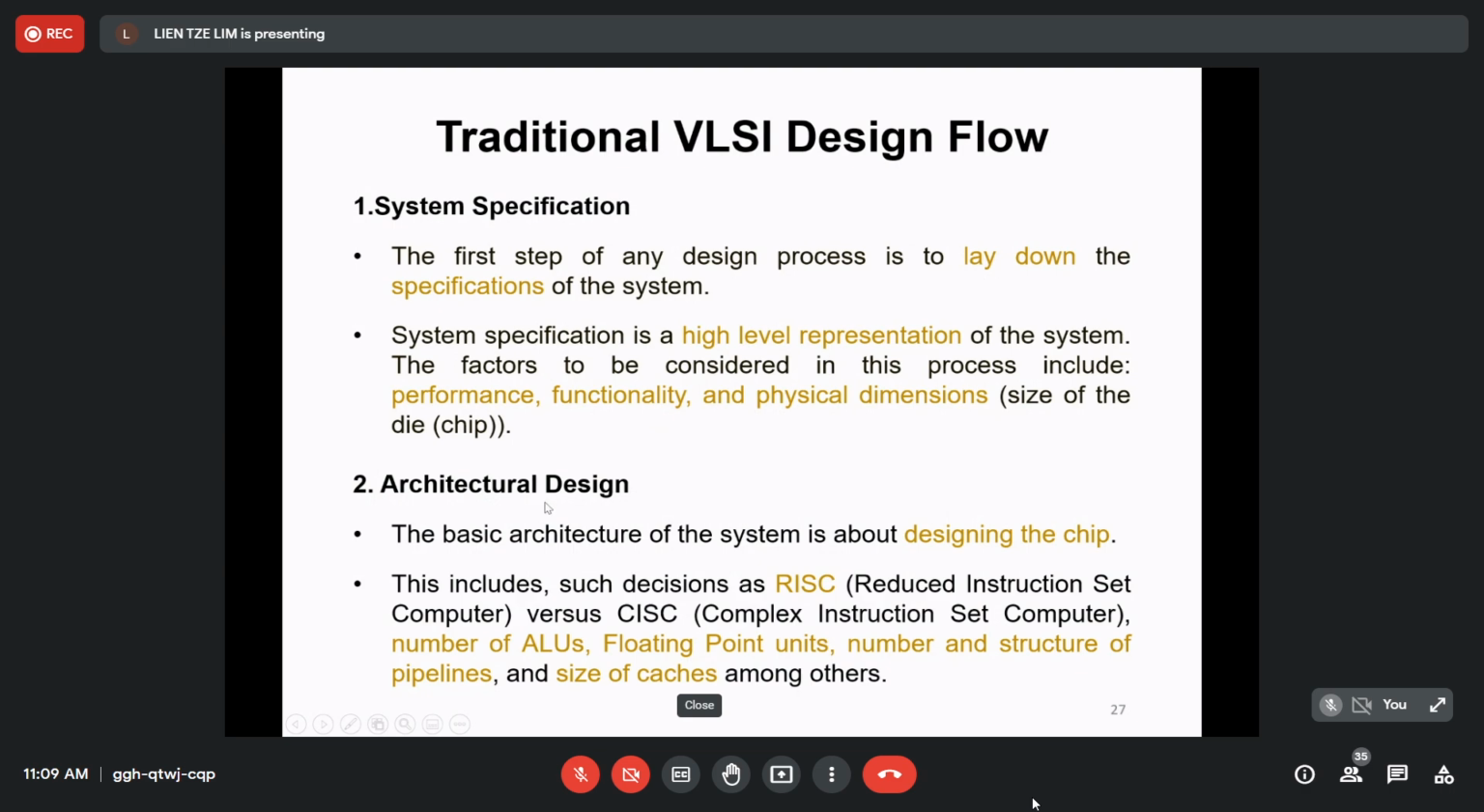Okay, this design is about designing the basic architecture of the system. The basic architecture of the system here includes decisions such as RISC, reduced instruction set computer, versus CISC, which is complex instruction set computer. Number of ALUs. Okay, ALU is the arithmetic logic unit.